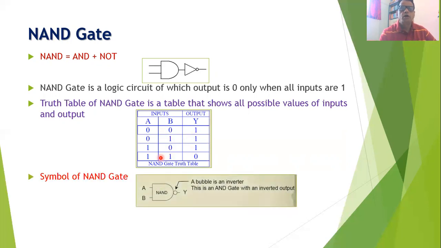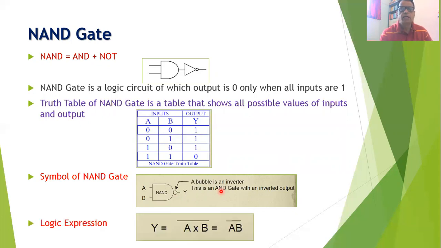We can draw a symbol for the NAND gate, and the symbol can be drawn like this. This symbol is very similar to that of the AND gate, the only change is that at the tip of the AND gate we put a bubble, and this bubble indicates negation. So this bubble is an inverter. That is, a NAND gate is nothing but an AND gate with the inverted output.